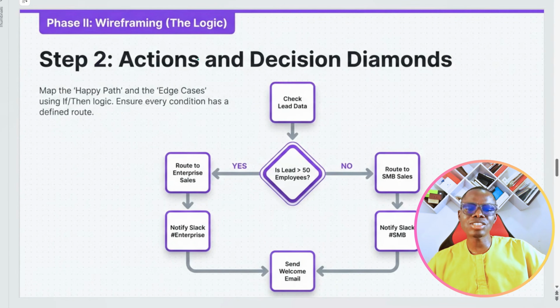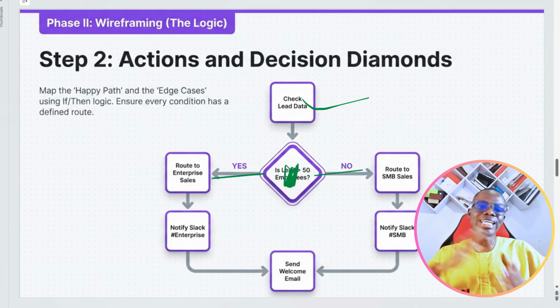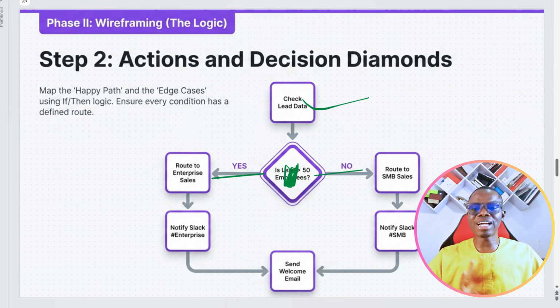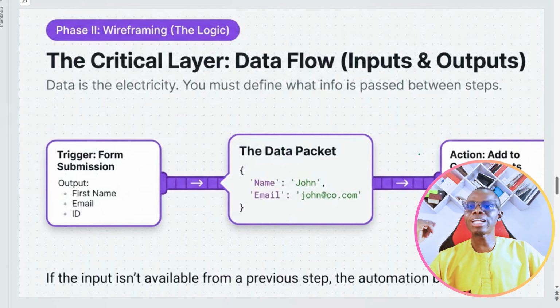But for the actions and decisions, look at them. You want to use this as where you are taking decision. What happens if it is no? What happens if it is yes? And then the cycle continues. So you want to map the happy path and the edge cases. So happy path, you're like, okay, yes. The edge cases, you're like, oh, maybe if this doesn't go this way, it should go that way. So you are now drawing.